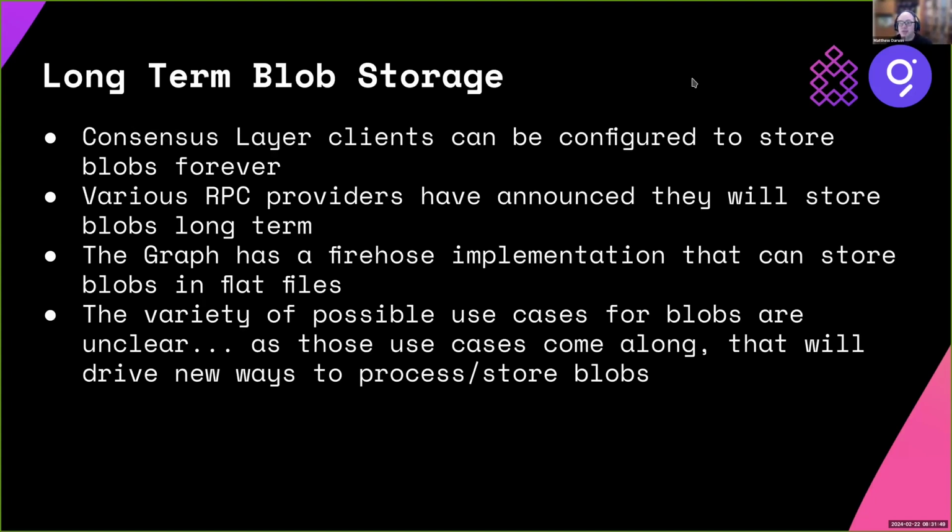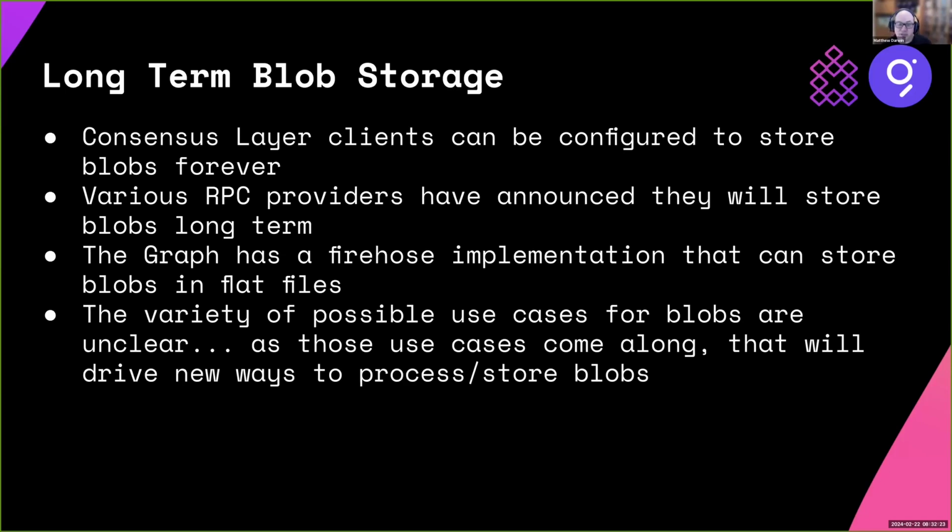So, long-term blob storage. Consensus layers by default are only going to store 18 days, but you can change that configuration and make them store blobs forever. Okay, that's good if we want to keep them. Various RPC providers have announced that they will be storing blobs, so that's good. But what about The Graph? We have a Firehose implementation that can store blobs in flat files, which is really cool. So I'm going to talk mostly about that implementation today.